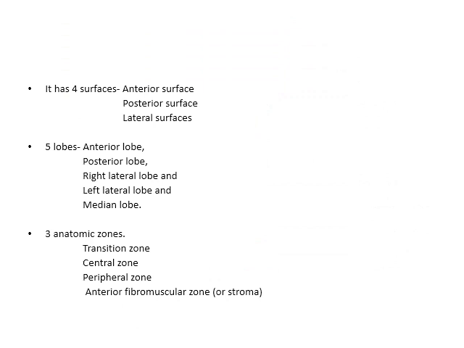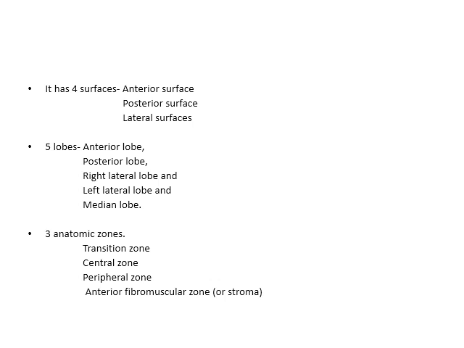As I said in the previous slide, the prostate gland has 4 surfaces. It has an anterior surface, posterior surface and 2 lateral surfaces. Apart from this, the prostate can be subdivided in 2 ways, either by lobe or by zone. The lobe classification is more often used in anatomy, whereas the zone classification is more often used in pathology.